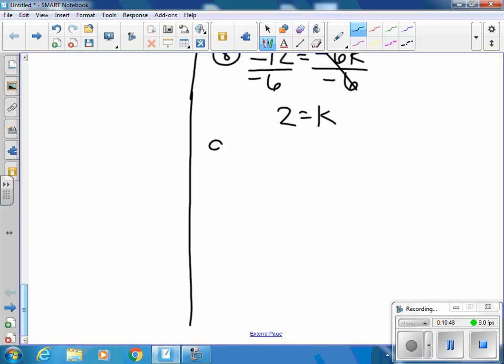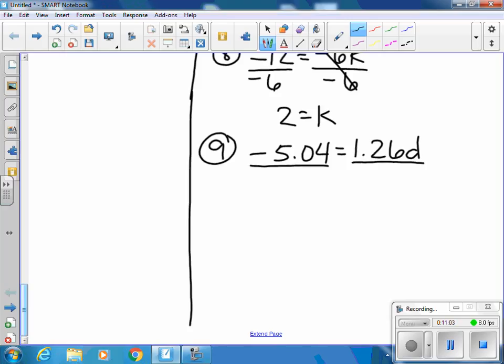All right, the next one is going to show you that we can do the same thing with decimals. So if we have negative 5.04 equals 1.26d, again, 1.26 is being multiplied to the d, so in order to remove it, we have to divide both sides by the 1.26. Otherwise, it won't go away. And then when you type it in the calculator, negative 5.04 divided by 1.26, it comes out nice and clean, negative 4 equals d.